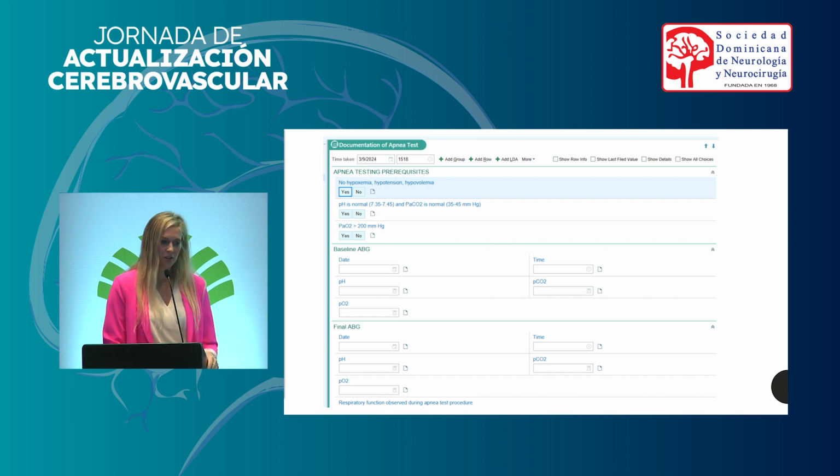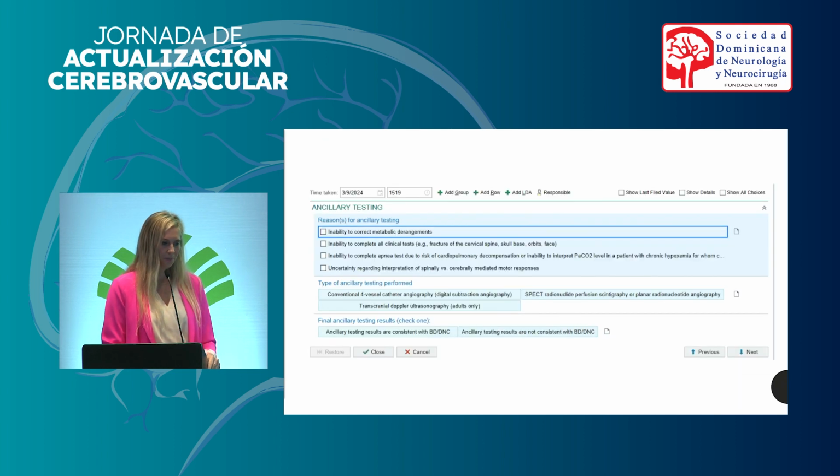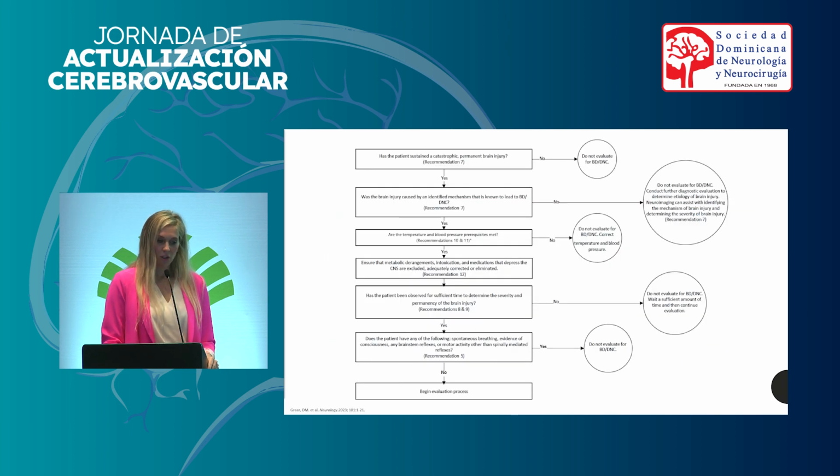And this is how we enter in the apnea testing prerequisites and the results. And then that will eventually import into what we call a brain death note. If we do ancillary testing, we have to check off why we did it and then which testing we did. So these are some nice summaries that are included in those new guidelines I alluded to. Really nice flow chart just showing when it's appropriate to think about brain death testing and when it's not.